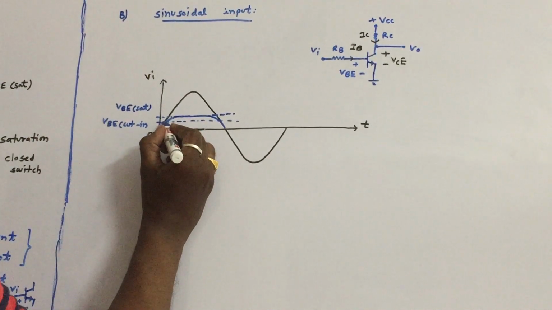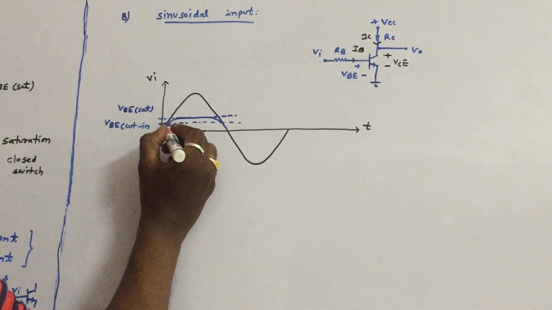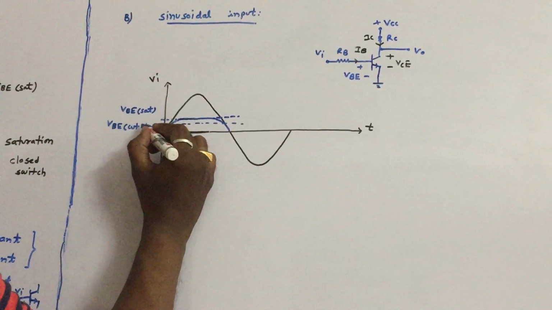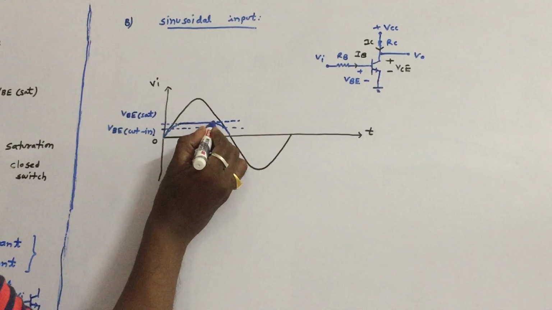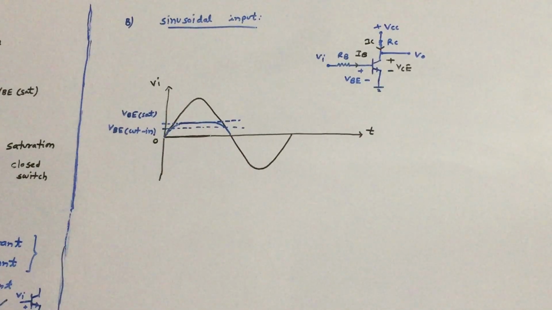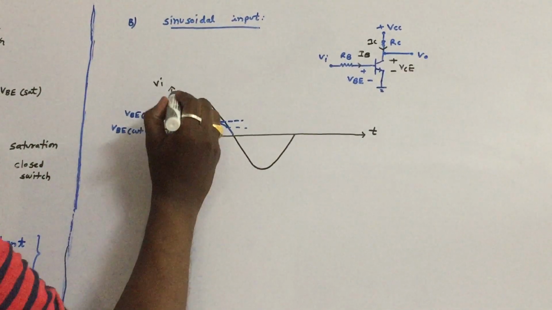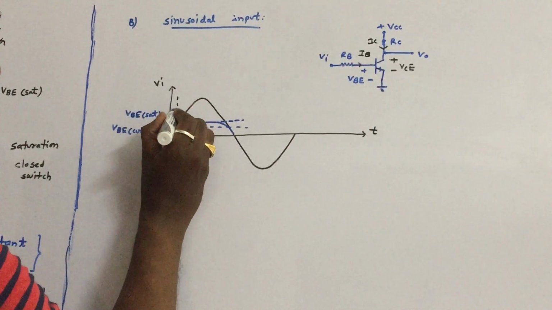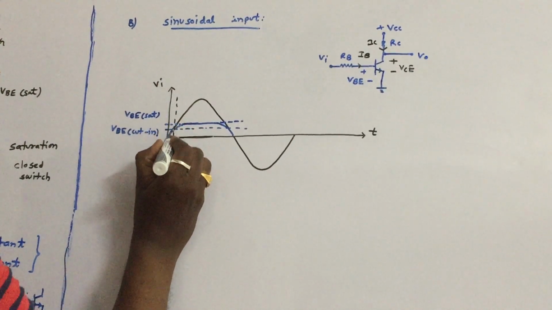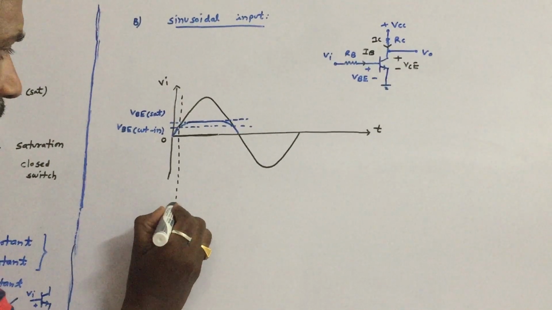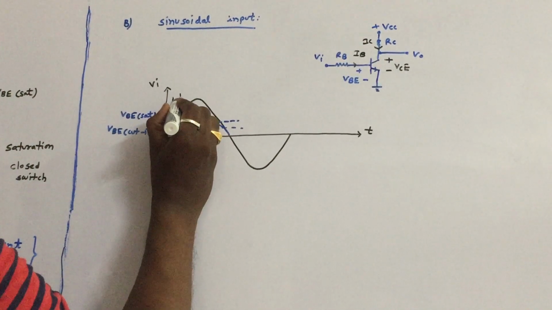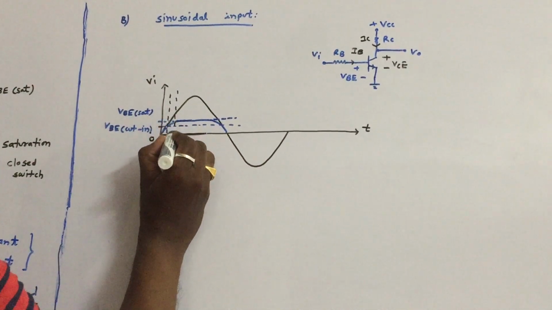First, clearly mention that till the cut-in voltage the waveform is like this. In between VBE cut-in and VBE saturation, it deviates and enters into saturation, VBE saturation. So this is the response. Just draw dotted lines like this at the cut-in point, and draw very carefully. This is the VBE saturation portion.